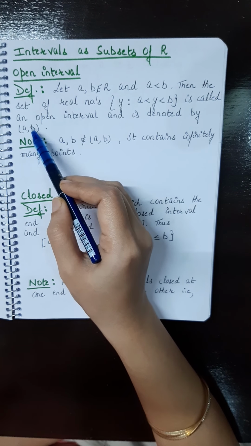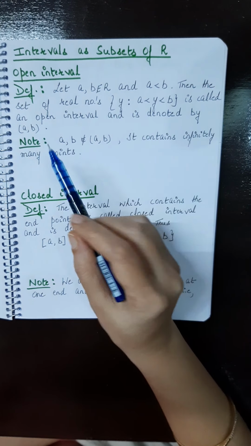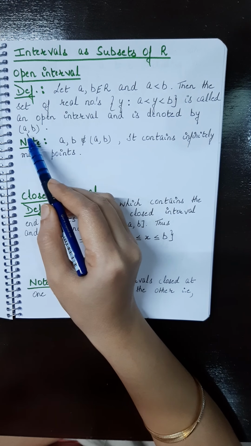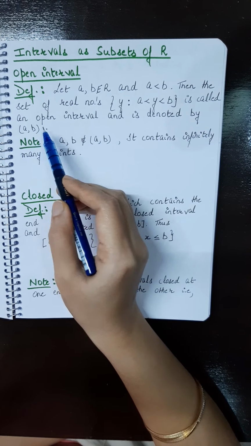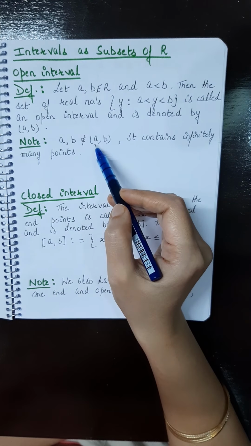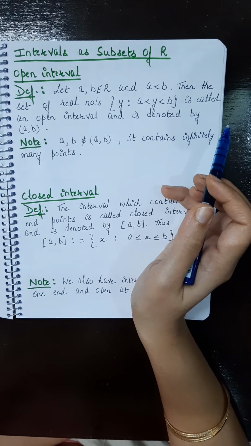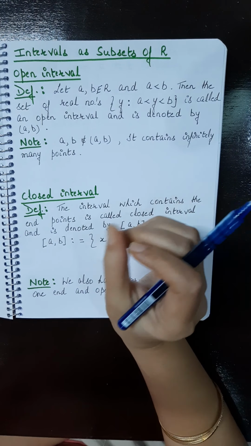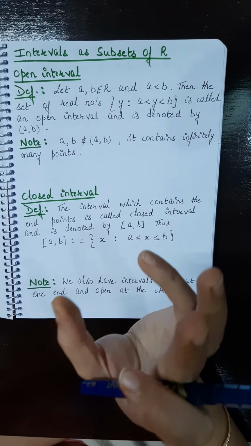This is a parenthesis, A comma B. So basically an open interval has all the real numbers between A and B, excluding A and B. You don't take the endpoints. A and B are known as the endpoints, but you don't include them. So it is known as an open interval. A is less than B, and A and B are any two real numbers, and it contains infinitely many points because there are many real numbers between A and B.